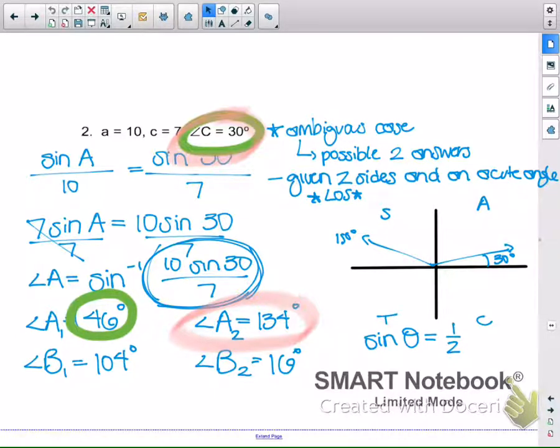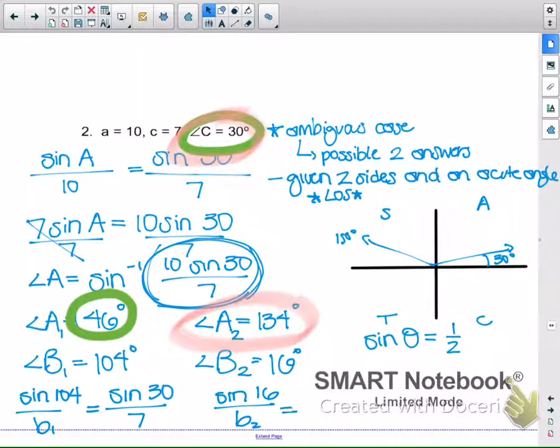We're missing one final piece on each one. What is it? Side B. Again, I would use the given information as much as possible. So for this one, I would set up sine of 104 over side B equals sine of angle C over side C. And I would do the same thing here using my different angle B. So in this case, you have one answer. In the other case, you have a completely different one. But both you get by cross-multiplying. Take a minute and cross-multiply in your calculators.